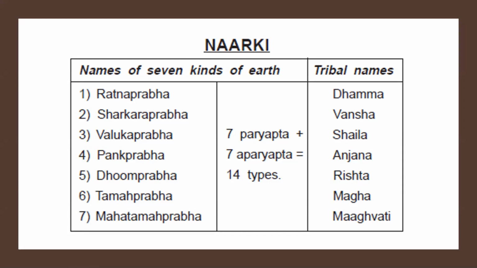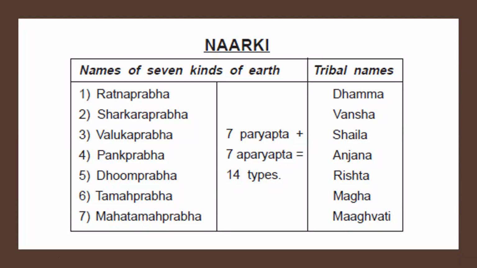Now, like the Jeevs of the Devgati, all the Jeevs of the Narkis have got Vaikriya Sarir. So for the first Antarmuhurat, 48 minutes, they are all Aparyapt. And after the Antarmuhurat, they all become Paryapt. And the minimum Ayushya of Jeevs of Narki is 10,000 years. That means all the Jeevs will become Paryapt after the first Antarmuhurat.